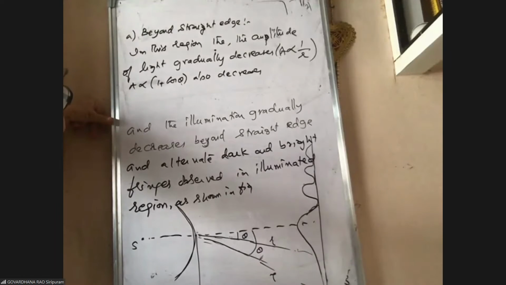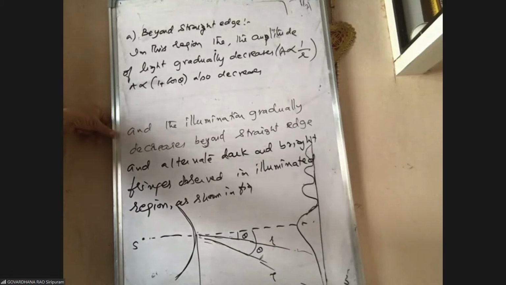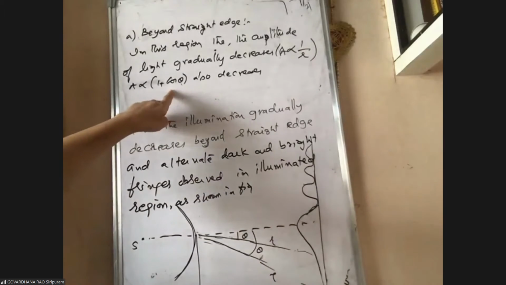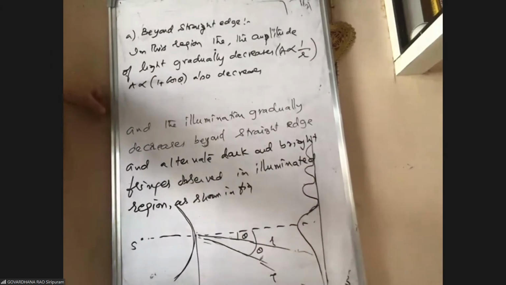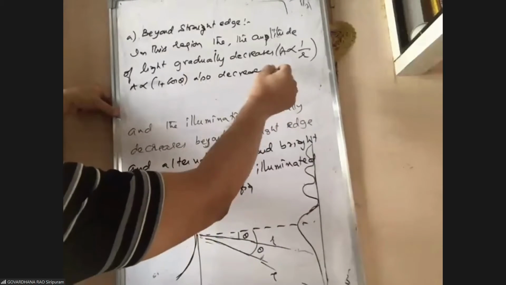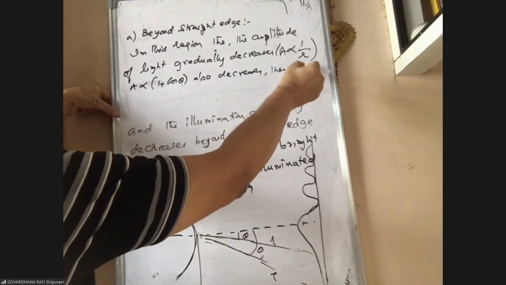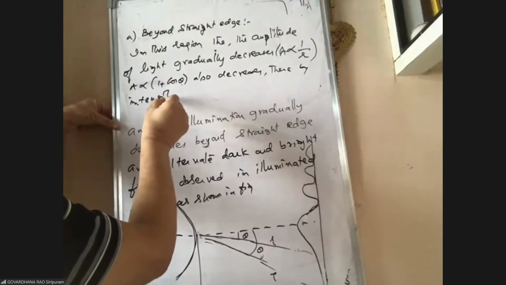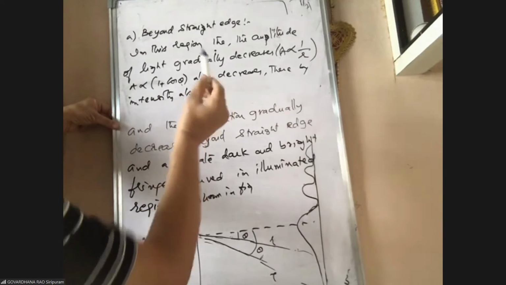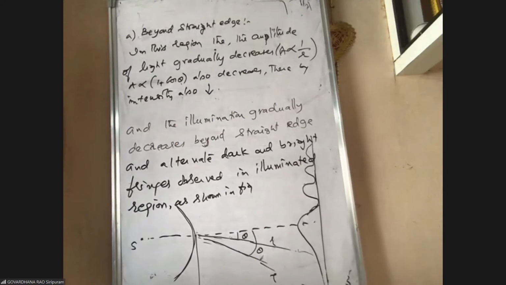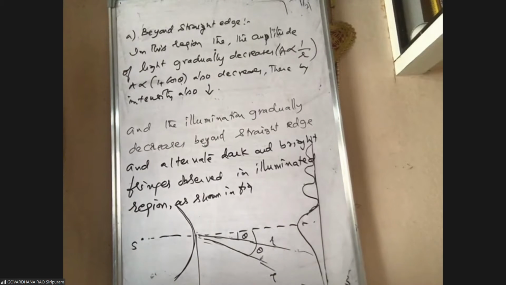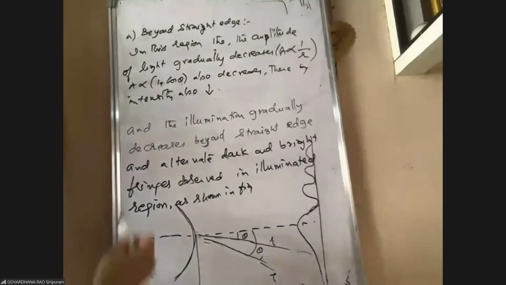Cos 60 is how much? 1 by 2, 0.5. Cos 30 is root 3 by 2, 0.86. So as you are going down, theta increases, cos value decreases, so amplitude decreases. Thereby intensity also decreases, because intensity is proportional to amplitude. So when amplitude decreases, intensity also decreases.